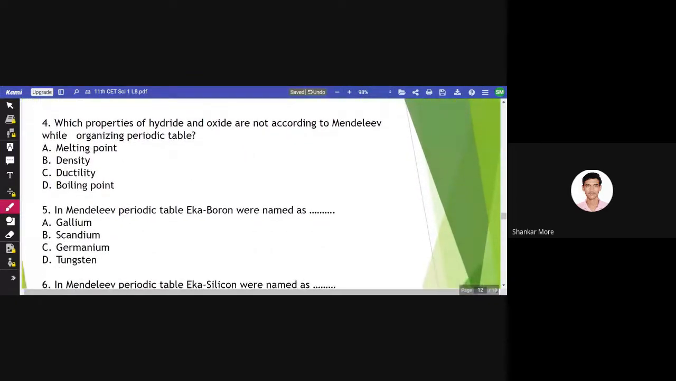Next question. Which properties of hydride and oxide are not according to Mendeleev's while organizing the periodic table? Which of the properties was not there in Mendeleev's periodic table? Ductility, I think, isn't it? So ductility was not considered. So option C is correct.